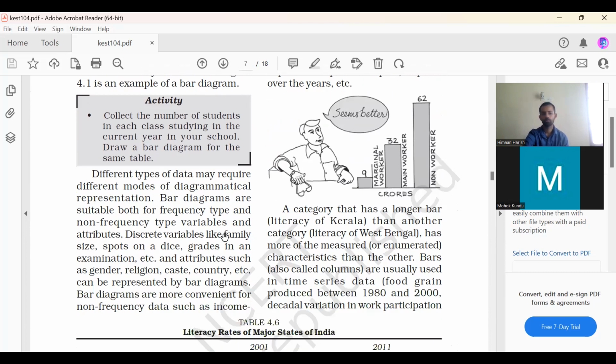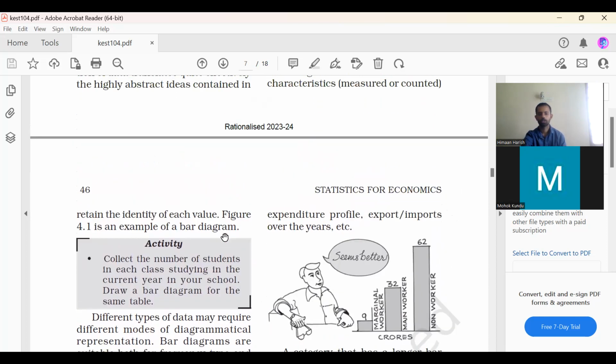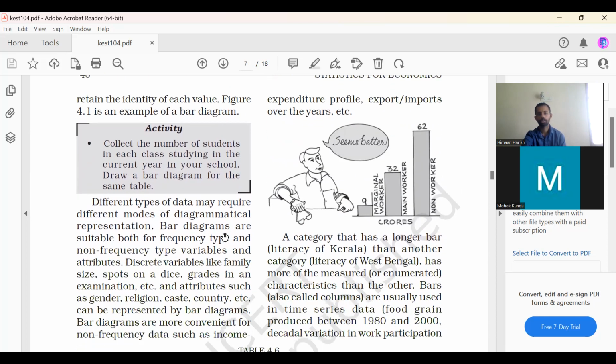Different types of data may require different modes of diagrammatic representation. Bar diagrams are suitable both for frequency type and non-frequency type variables and attributes. Discrete variables like family size, spots on a dice, grades in an examination, etc., and attributes such as gender, religion, caste, country, etc., can be represented by bar diagrams. Bar diagrams are more convenient for non-frequency data, such as income, expenditure, profit, exports or imports over the years, etc.